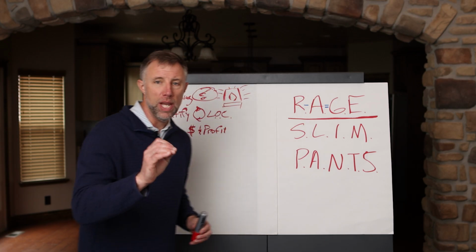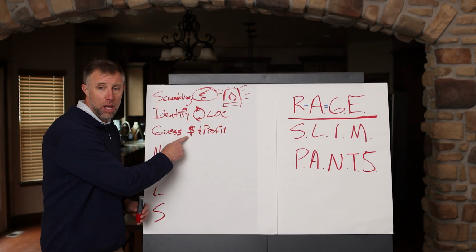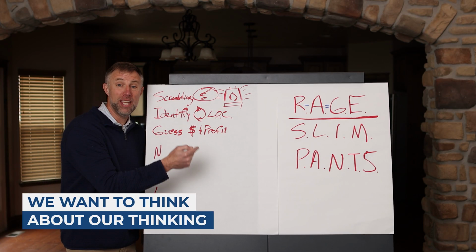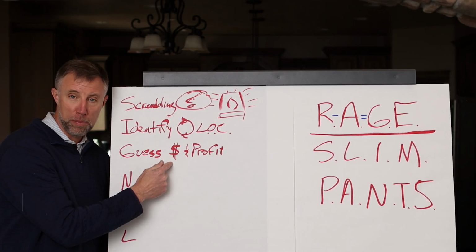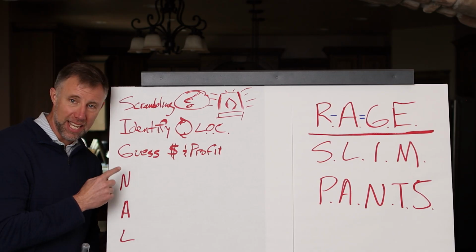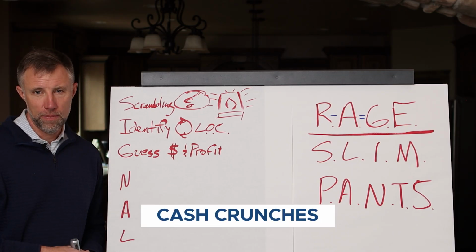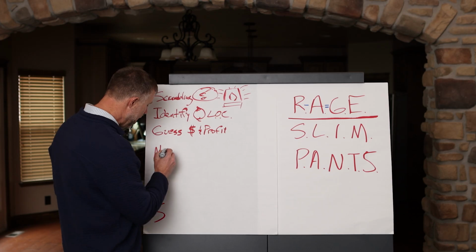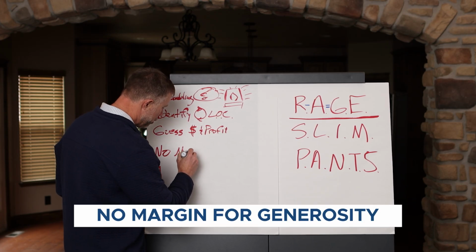But the bigger issue is making time to think. And so we want to think about our thinking. And in thinking about this, we want to think about price, and we want to think about profit, and we want to stop guessing over this, because guessing leads to cash crunches. And when we're in a cash crunch, then we have no margin for generosity.